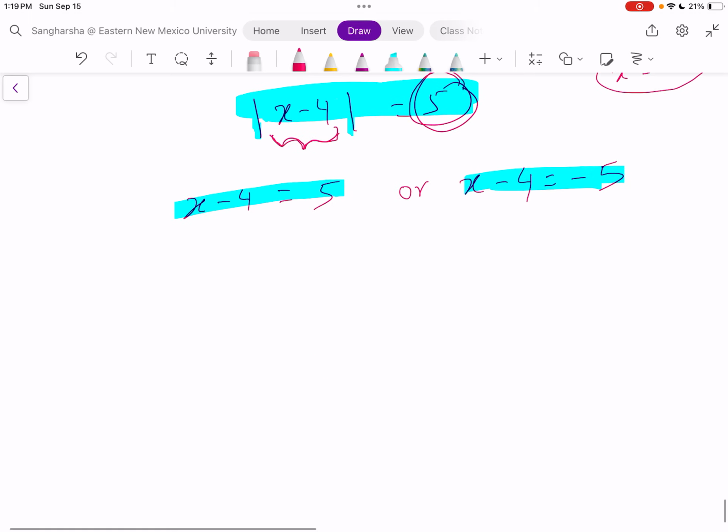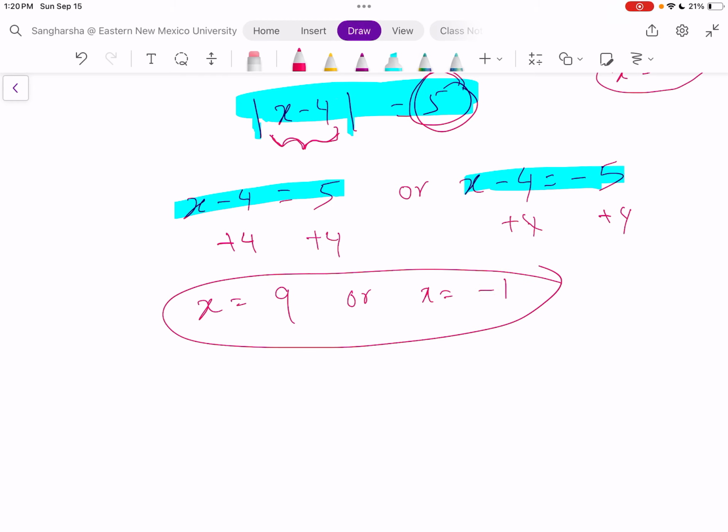Now these two are linear equations, and we know how to solve them, so we add 4 on both sides for both equations. So x equals 5 plus 4, which is 9, or x equals negative 5 plus 4, which is negative 1, and these are the solutions for this absolute value equation.